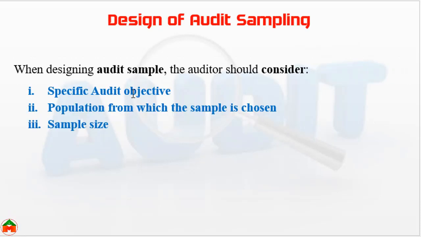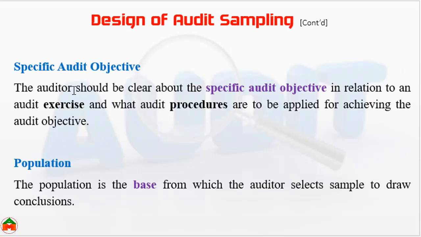At the time of designing the audit sample, the auditor needs to consider the following three aspects. The first one is the auditor should know what is the specific audit objective and what is the population from which the sample is chosen and what would be the sample size. The first one is the auditor should know the specific audit objective.